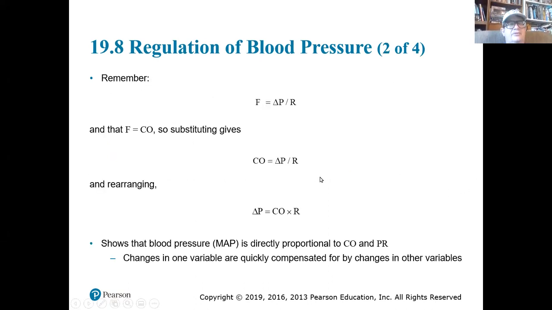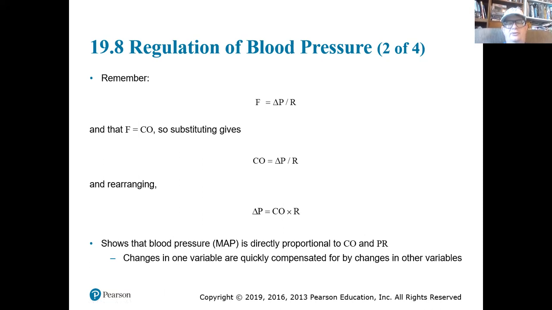Good. So the flow is the change in pressure divided by the resistance. Okay. And flow is cardiac output. So cardiac output is change in pressure divided by resistance. If we rearrange, we have change in pressure equals cardiac output times the resistance. Okay. So know this bottom one right here. That change in pressure equals cardiac output times resistance.